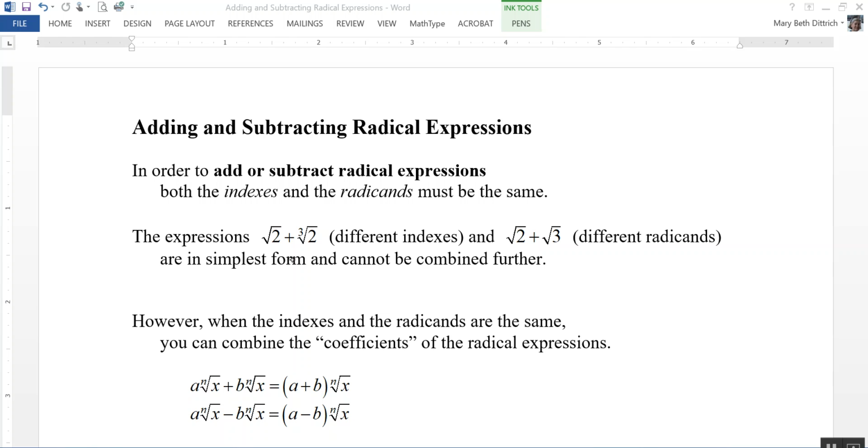So here we have square root of 2 plus the cube root of 2. They have the same radicand, but their indexes are different. A square root has an index of 2, cube root has an index of 3, so those cannot be combined.